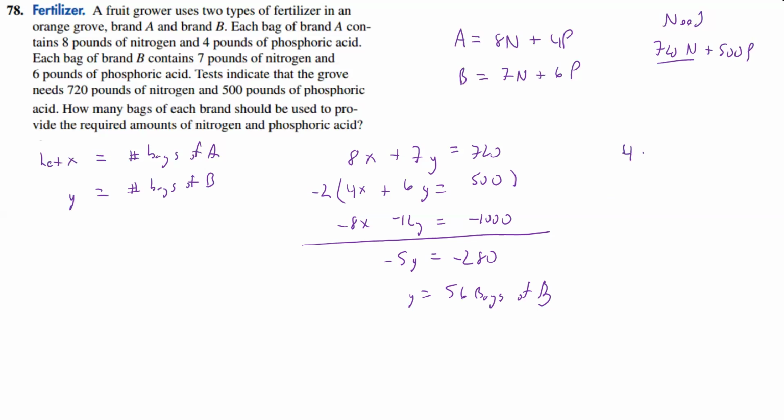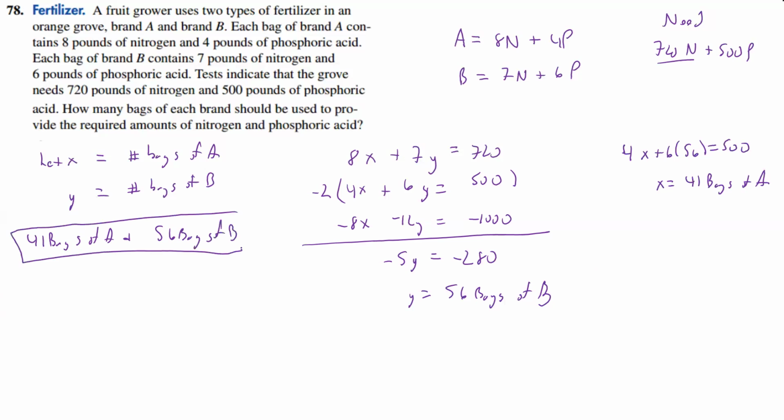Let's do the easy equation, 4x plus 6 times 56 equals 500. I'm just going to use my calculator here. It's 6 times 56, then subtract that from 500 and divide by 4. So it looks like x is equal to 41. So that's 41 bags of A. Overall, we have 41 bags of A and 56 bags of B, and that is our answer.